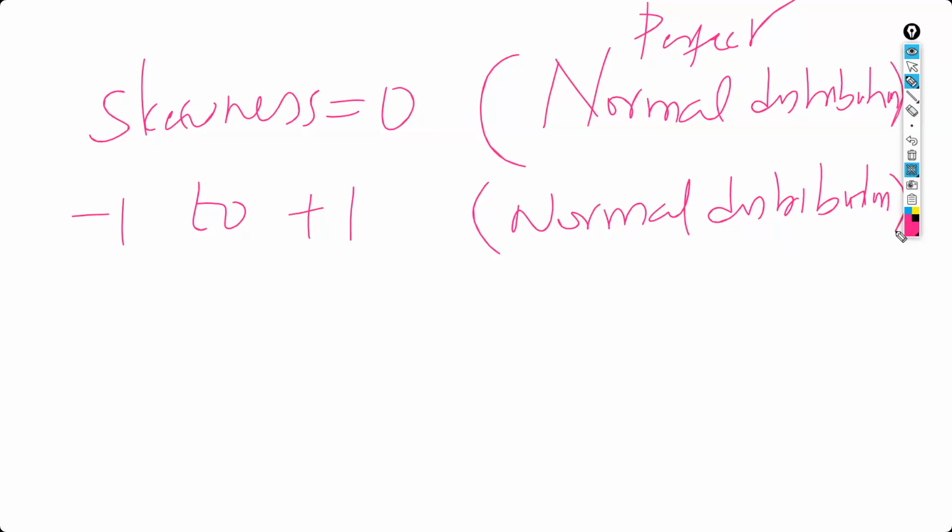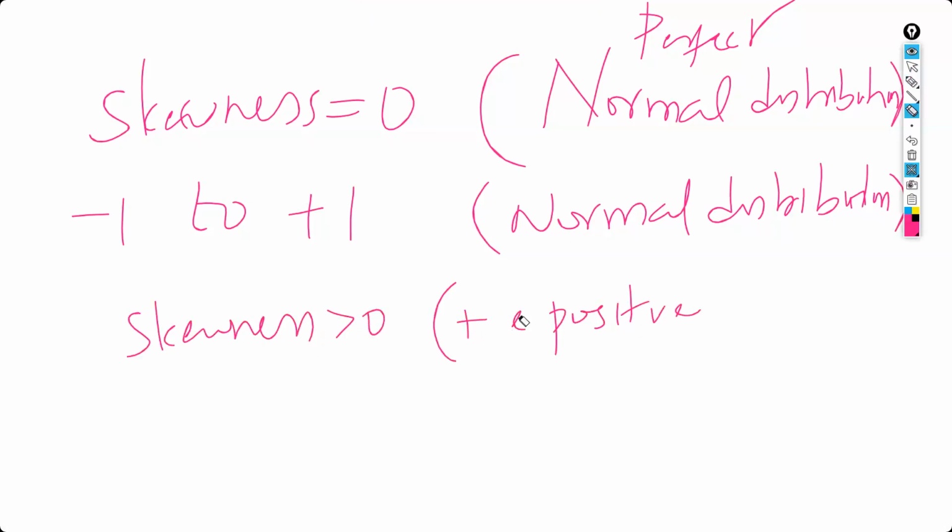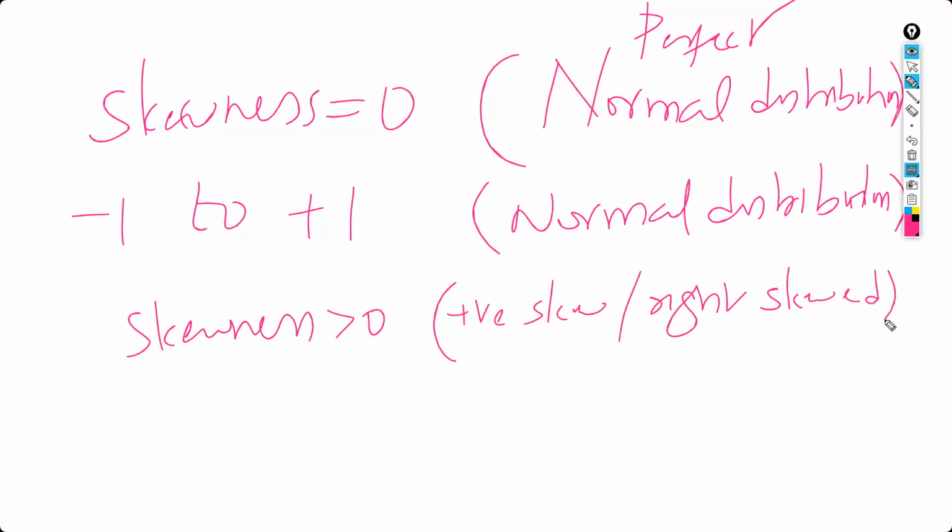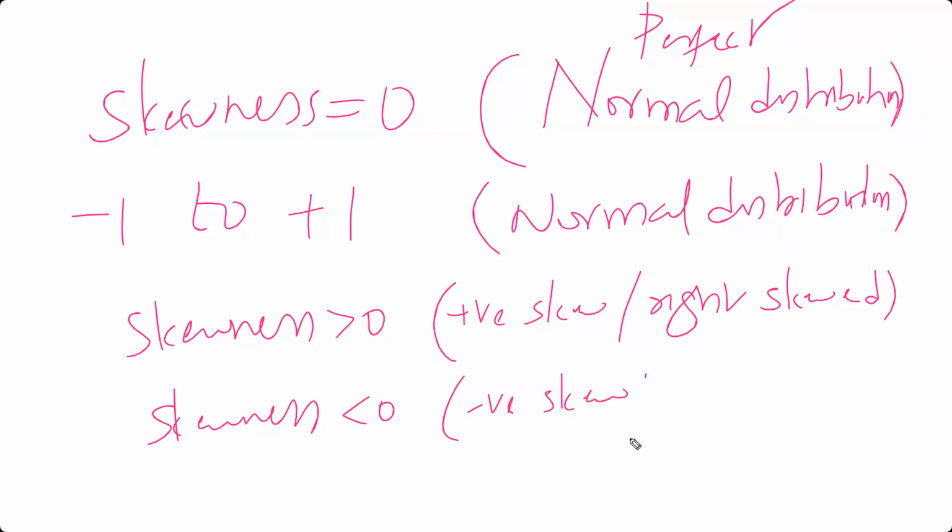Basically, any skewness value greater than 0 is called positive skewed or right skewed. Any value less than 0 is considered negative skewed or left skewed. So any skewness value greater than 0 is positive skewed or right skewed, and any value less than 0 is negative skewed.